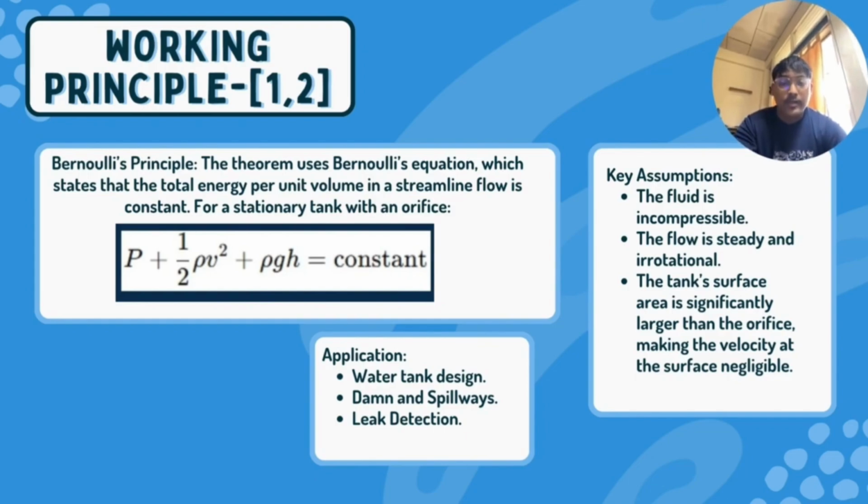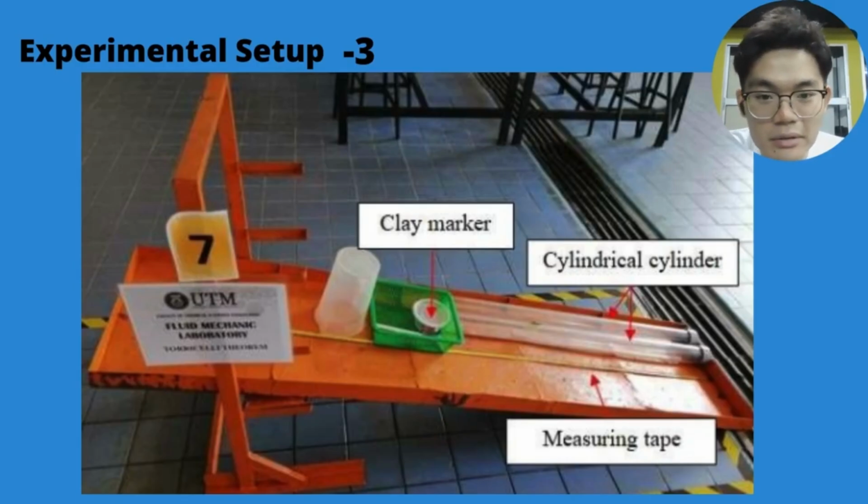So for the application, we have our experiment setup. We have a crane marker, a cylindrical tank, and a measuring tape. And we also have a measuring cylinder to collect the water volume V1.